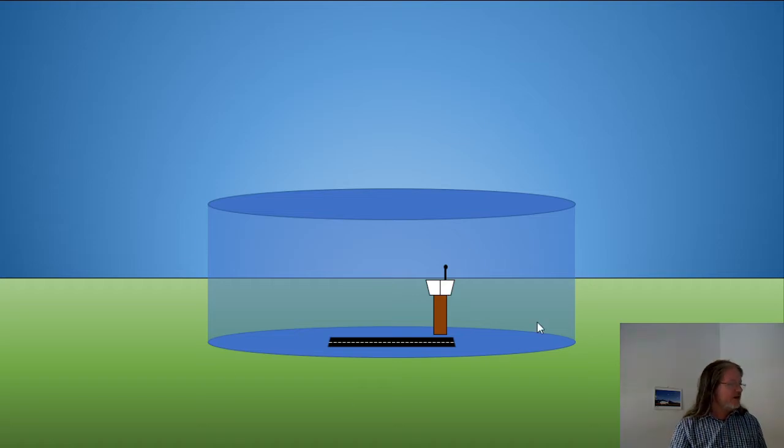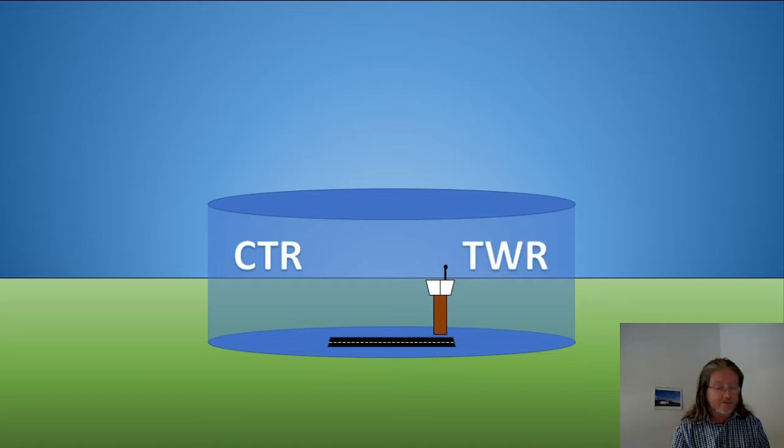The airspace that is located around an airport is called a control zone, or CTR. CTR is the official abbreviation for control zone. A CTR, or control zone, is always controlled by a tower, as we just said. Okay?